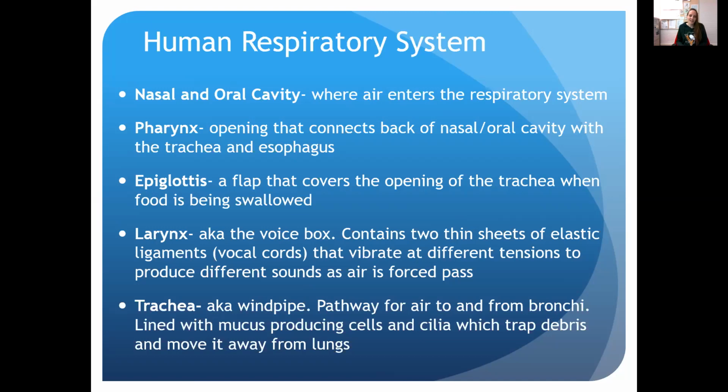Then you have the larynx, which is also called the voice box. It contains two thin sheets of elastic ligaments, which are the vocal cords, which vibrate at different tensions in order to produce different sounds as the air is forced past them. Then you have the trachea, aka the windpipe. That is the pathway that leads down towards your bronchi. The trachea is lined with mucus producing cells, as well as little cilia, which are finger-like projections, which trap debris and move it away from the lung.